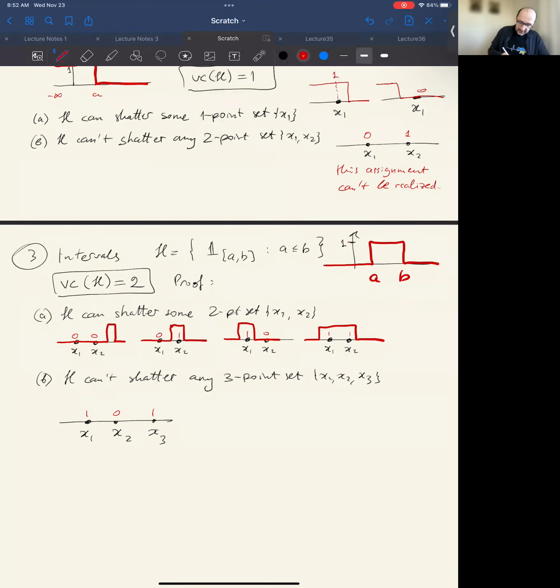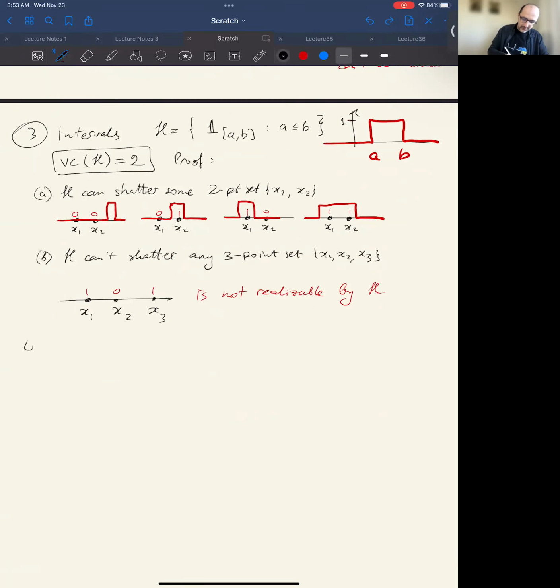Because to be able to realize that assignment, I need a function something like this. And that function is not in our class. So this assignment is not realizable by the class. Okay, getting better now? Do you feel good about this definition? Everything is good? Good.